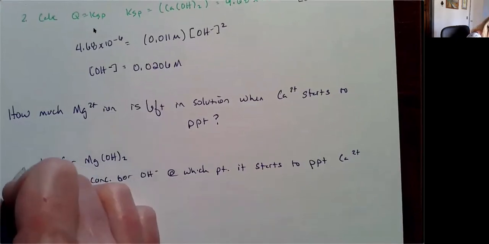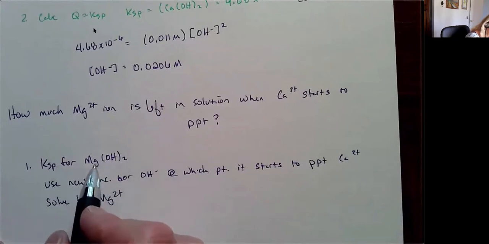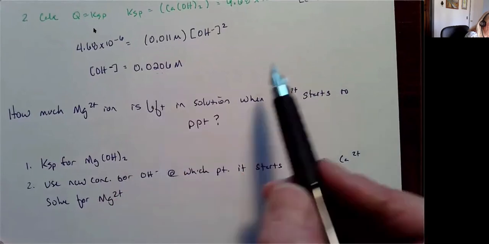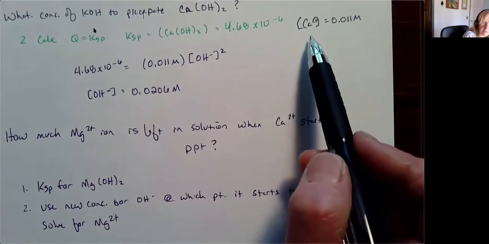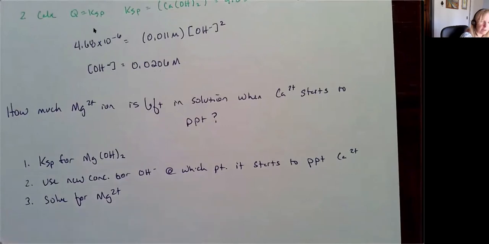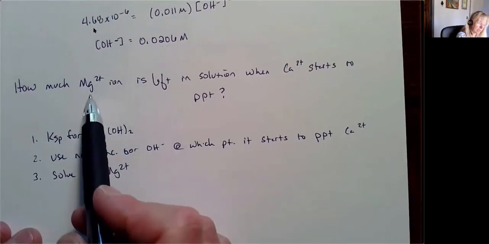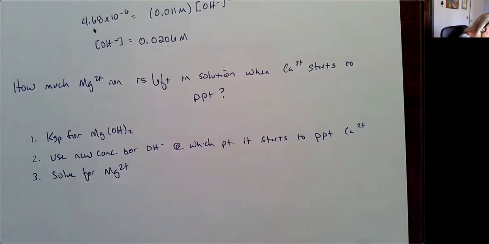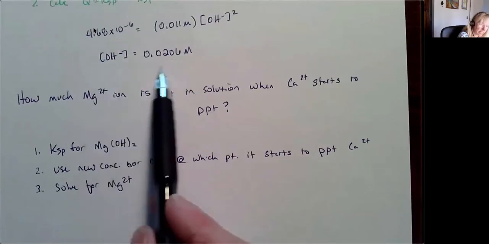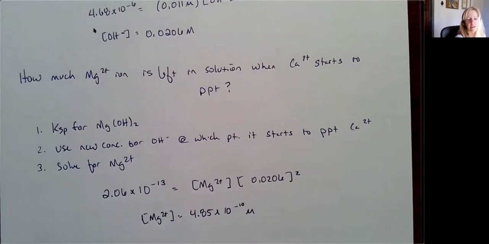So those are my steps. I'm going to take the KSP from magnesium hydroxide. I'm going to use the concentration up here that I found that is going to start to selectively precipitate out my calcium, and I'm going to solve for magnesium ion. That's going to tell me how much magnesium is left when calcium starts to precipitate, because calcium is not going to start to precipitate until the hydroxide ion gets to be this concentration here. So a really small amount of magnesium is going to be left when calcium starts to precipitate.